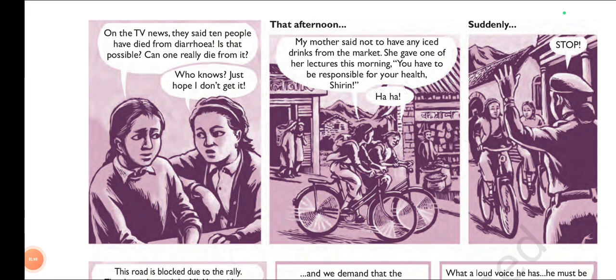On the TV news, they said 10 people have died from diarrhea. Is that possible? Can one really die from it? Who knows? Just hope I do not get it. That afternoon, my mother said not to have any iced drink from the market. She gave one of her lectures this morning. You have to be responsible for your health, Shireen.